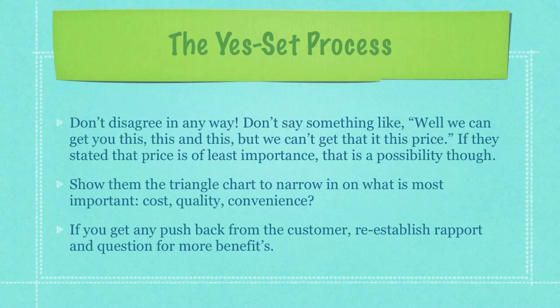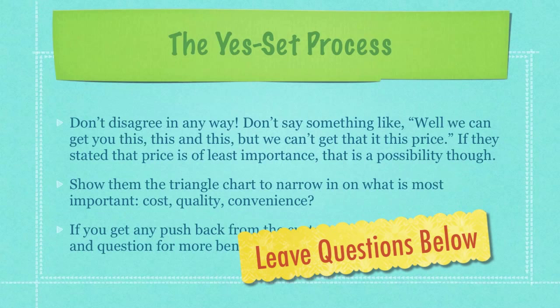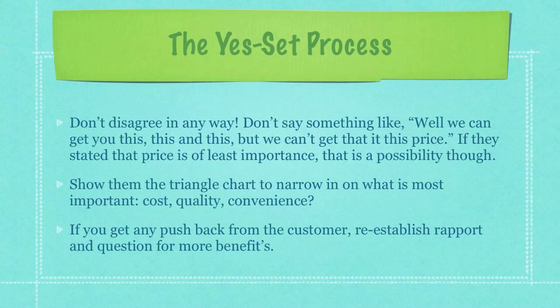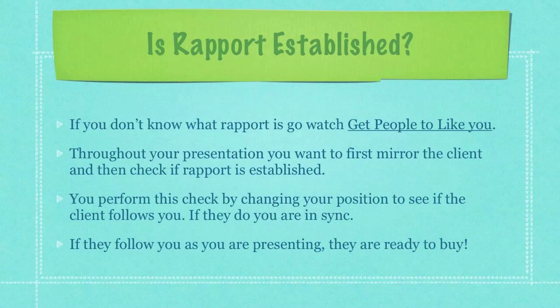Show them the triangle chart again that I talked about in the previous tutorial to figure out what's most important: cost, quality, or convenience. If you get any pushback from the customer, just simply step back, reestablish rapport, and question for more benefits. If you don't know what rapport is, again, go and watch Get People to Like You.